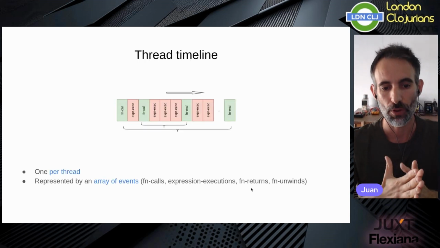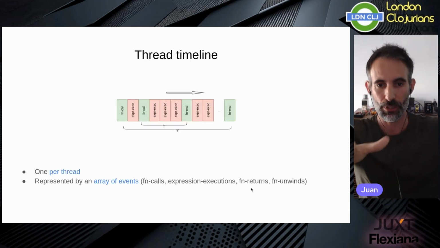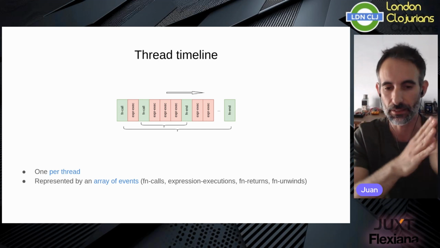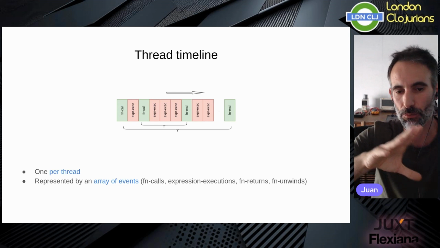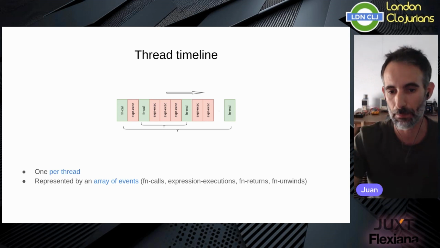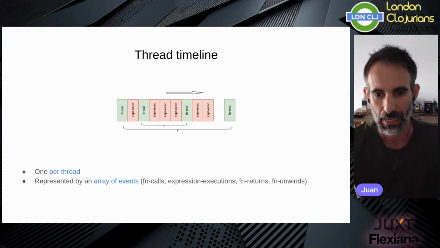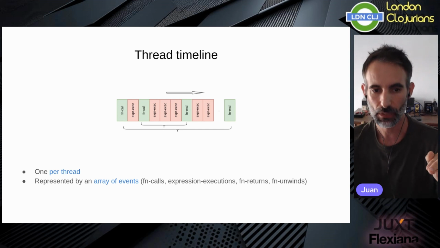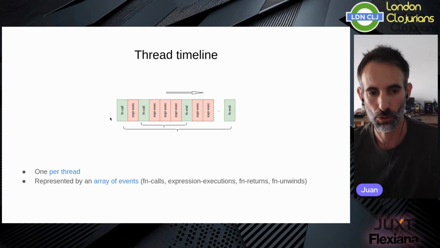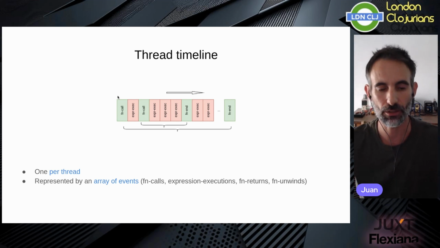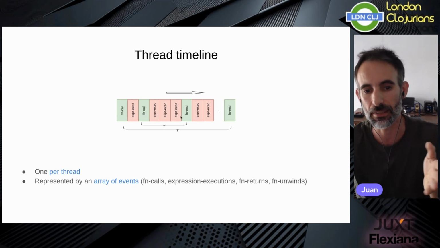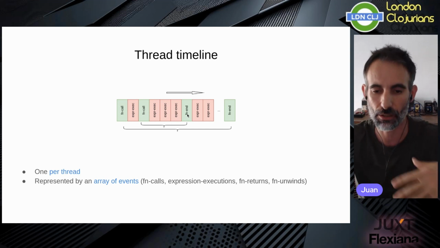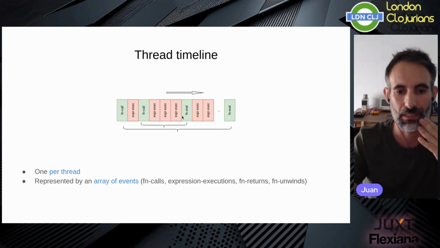So as FlowStorm receives these traces, these events, it stores them in what are called thread timelines, one per thread, and it's basically an array of events. Time flows this way. You record there is a function call, now an expression execution, another function call, and then a function return, or the function throws an exception and stuff like that.